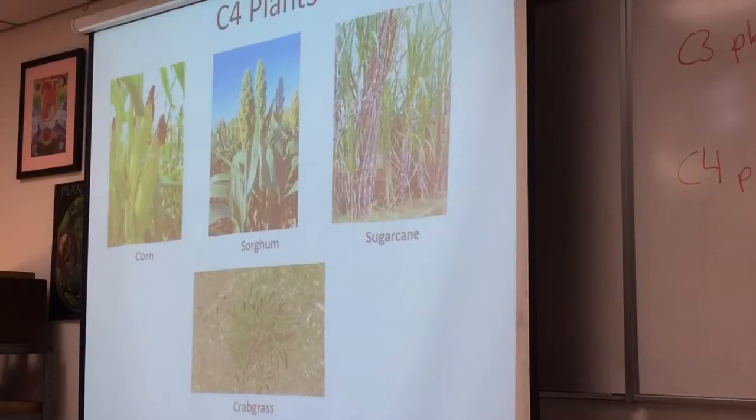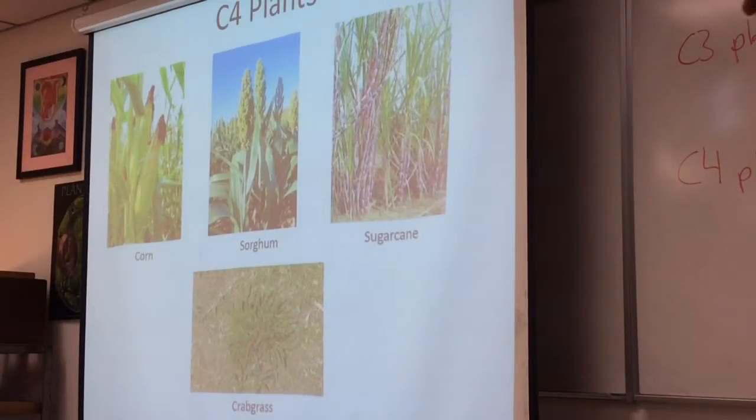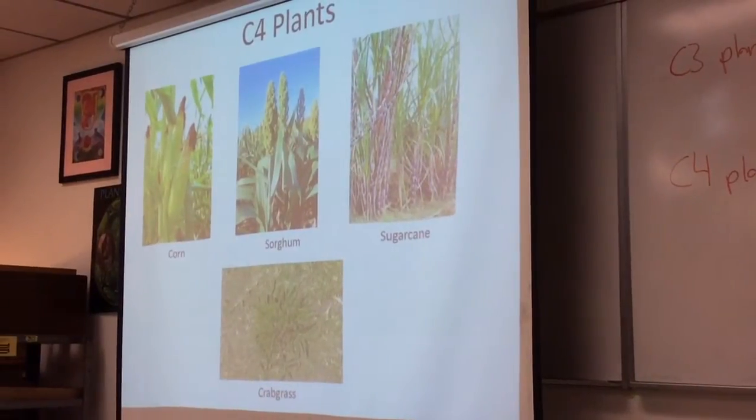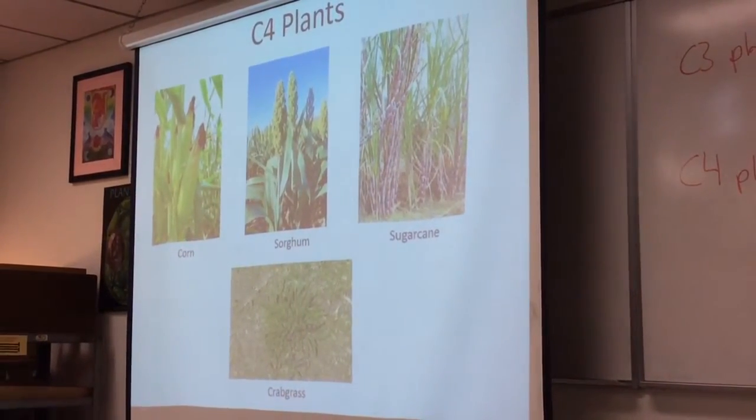So crabgrass is kind of a common weed in people's yards. You've probably seen it in your yard. It is actually a C4 grass, whereas most of the turf grass, like Kentucky bluegrass that we use in lawns and golf courses, is actually C3.